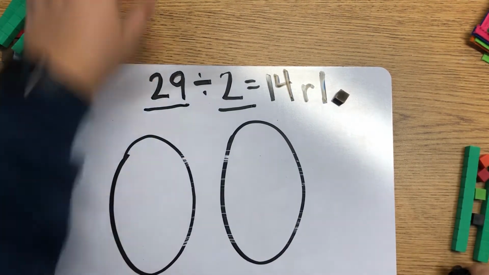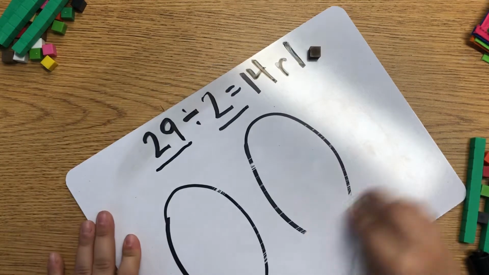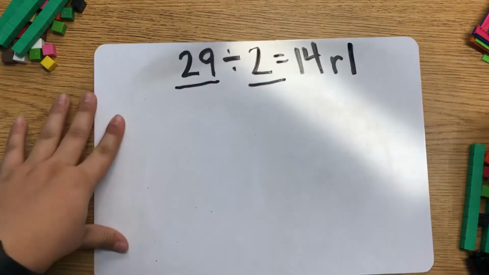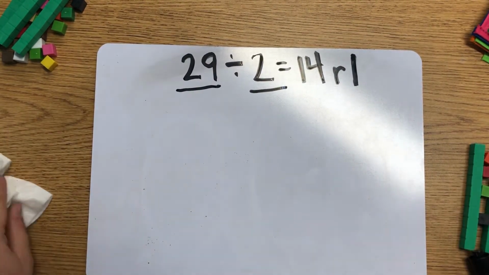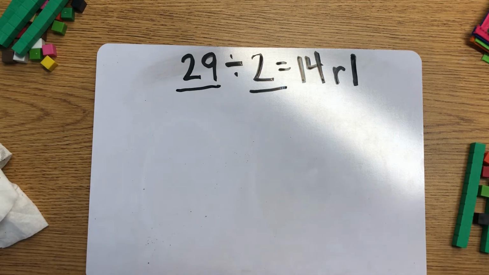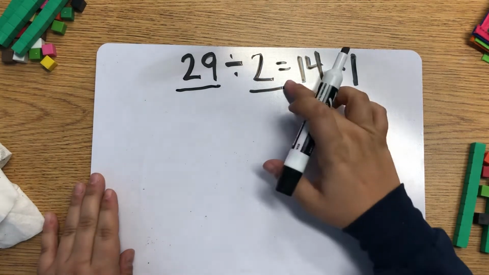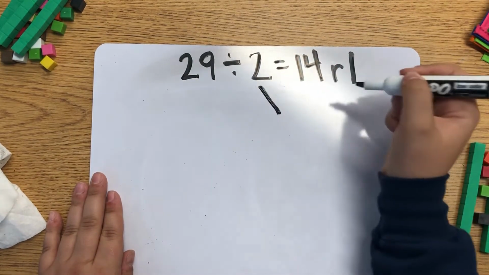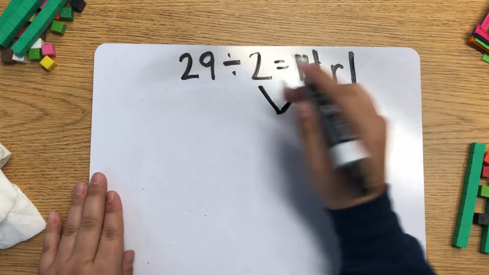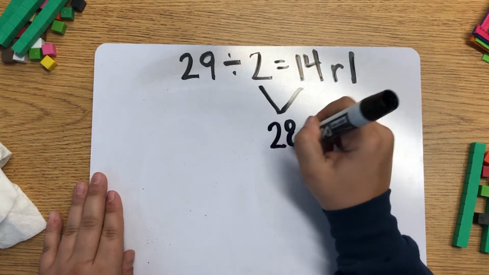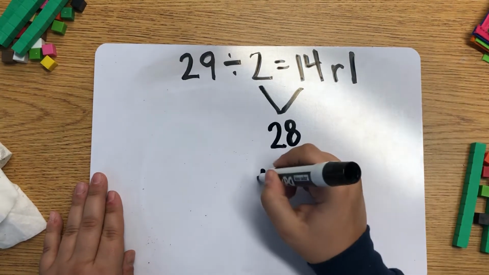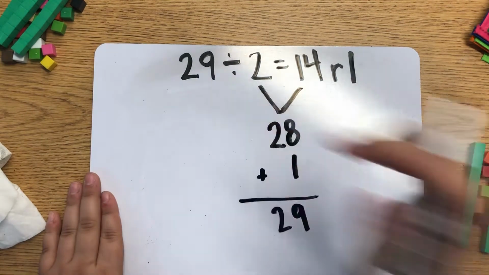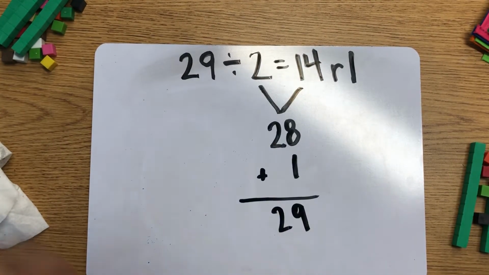I do like to tell the kids that they can use multiplication to check their work. So this usually comes a little bit after they get the concept. So if they're not doing this right away, it's definitely okay. But if they take the divisor and multiply it by the number that they got, so 2 times 14 is 28, and then they add their remainder, so plus 1 would be 29, that should equal your dividend.